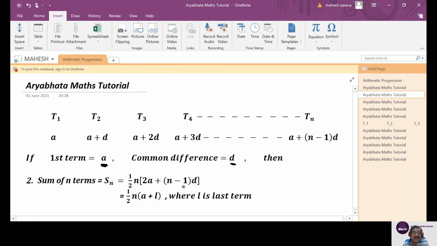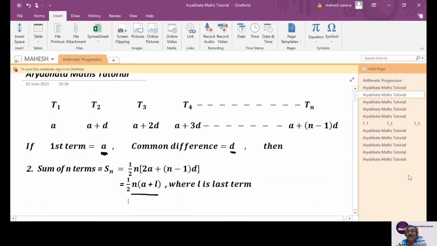When the last term is known and the number of terms is known, we can use the formula n by 2 times (a plus l), where a is the first term and l is the last term. Now we take the examples.